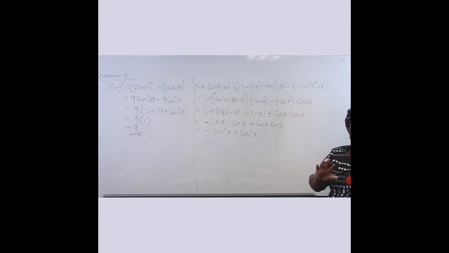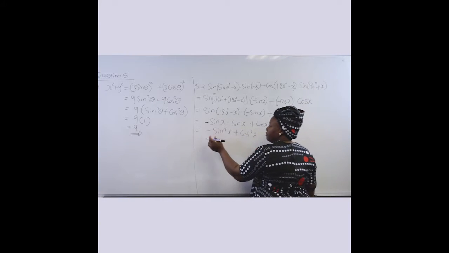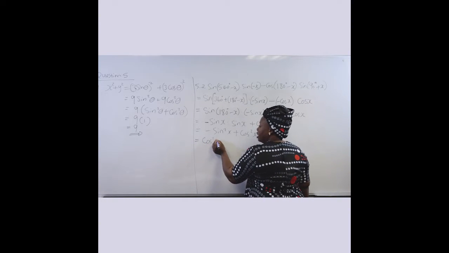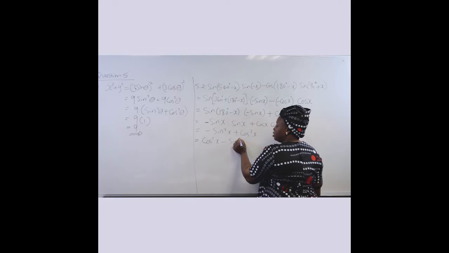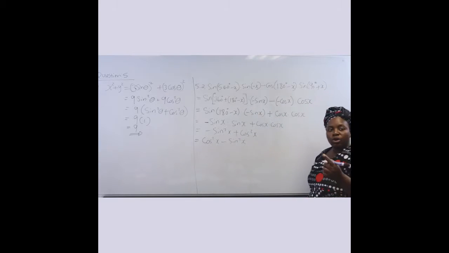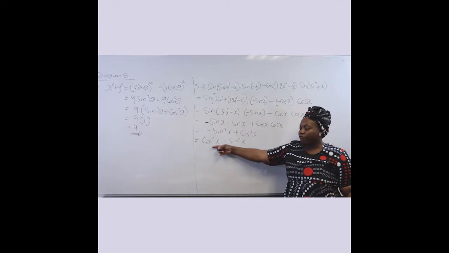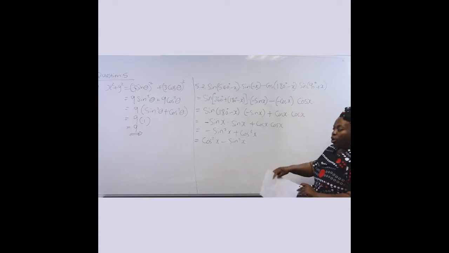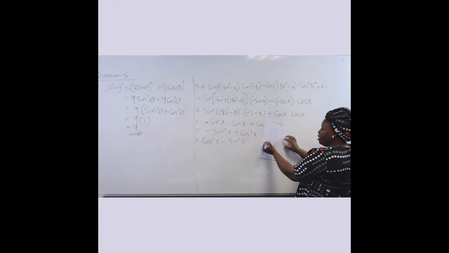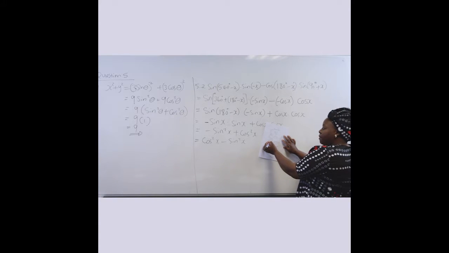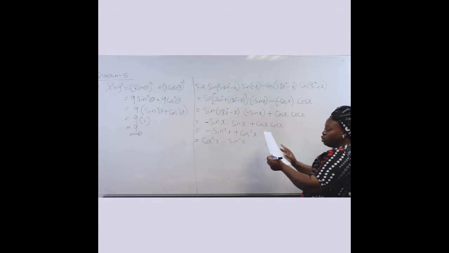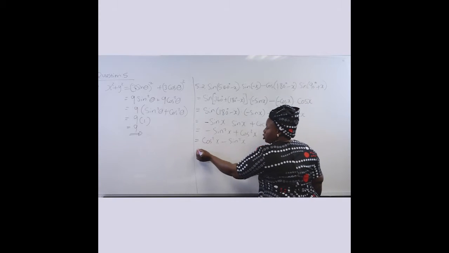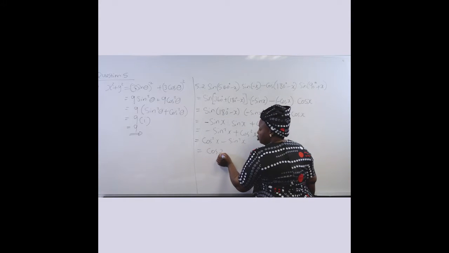If we rearrange this, we take the cos to the first part, we'll have cos squared x minus sine squared x. See something like this, you can relate. This is in your formula sheet. If you go to it, you will find it being the double angle of cos. There's three of them. So there's cos squared alpha minus sine squared alpha in this one. So it means this is the same as cos 2x.